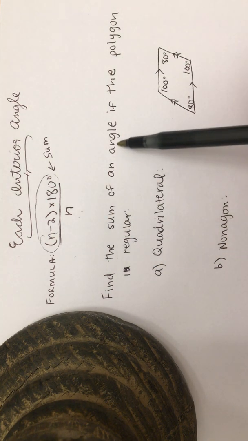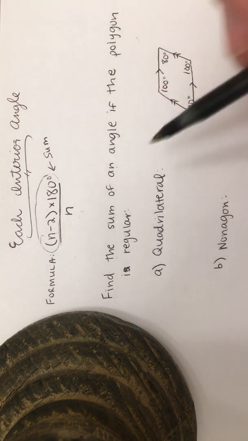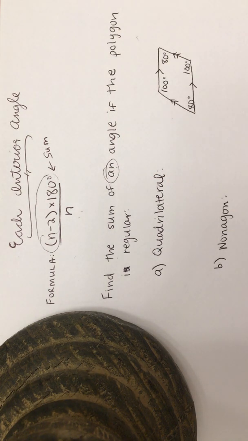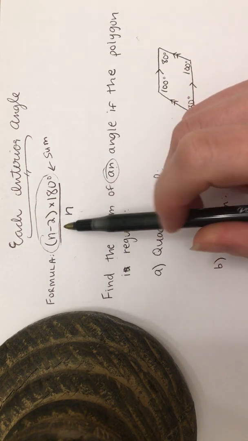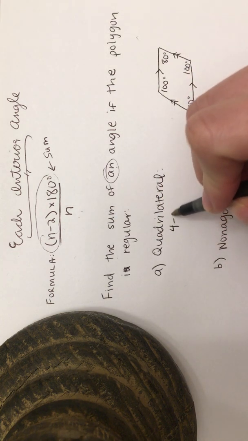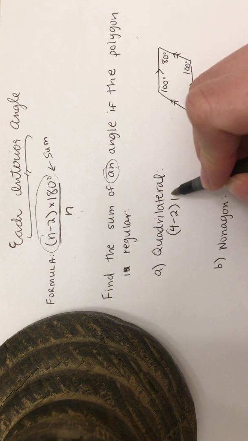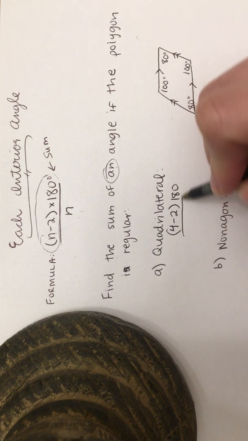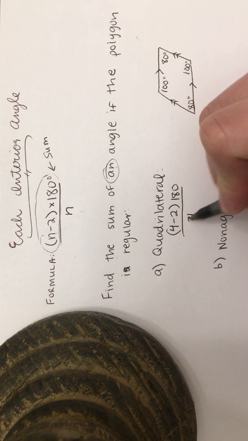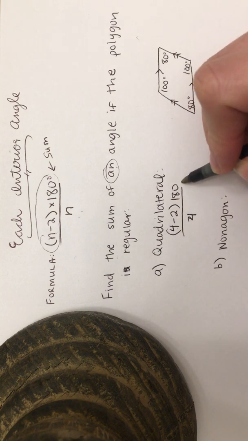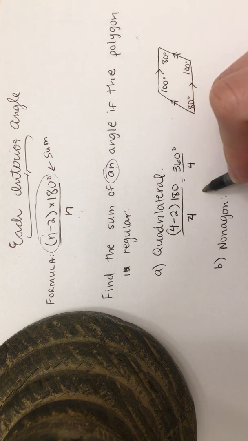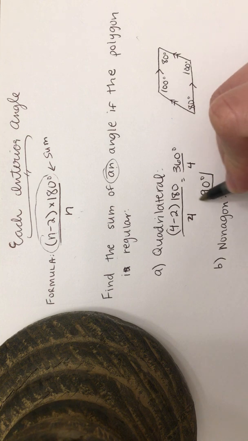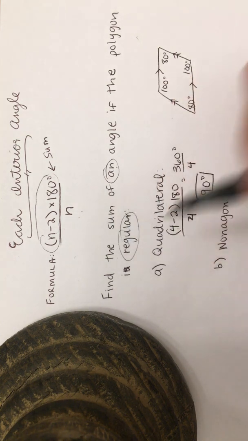Find the measure of an angle if the polygon is regular. So again, that just means we want one of the angles. For a quadrilateral, if I plug this into our equation, we've got (4 minus 2) times 180 divided by 4. So (4 minus 2) times 180 gives us 360, divided by 4, and that gives us 90 degrees. So an angle of a regular quadrilateral is 90.